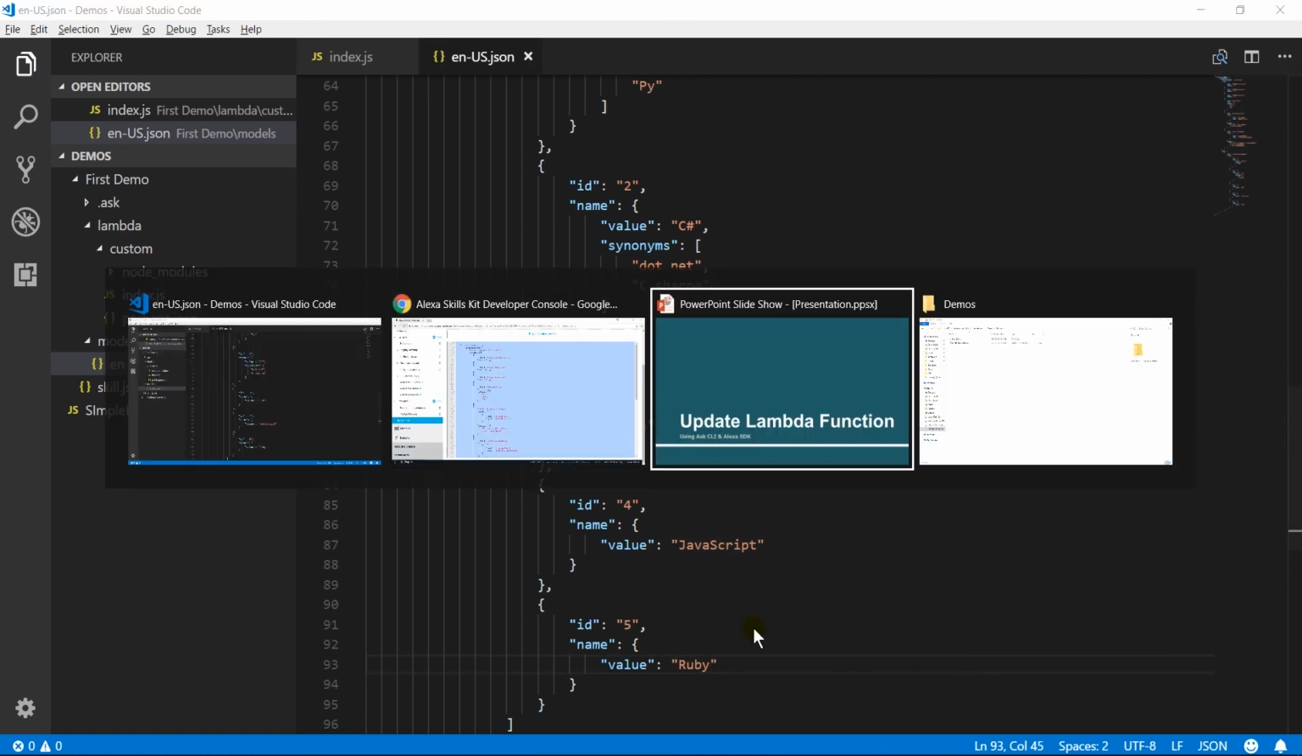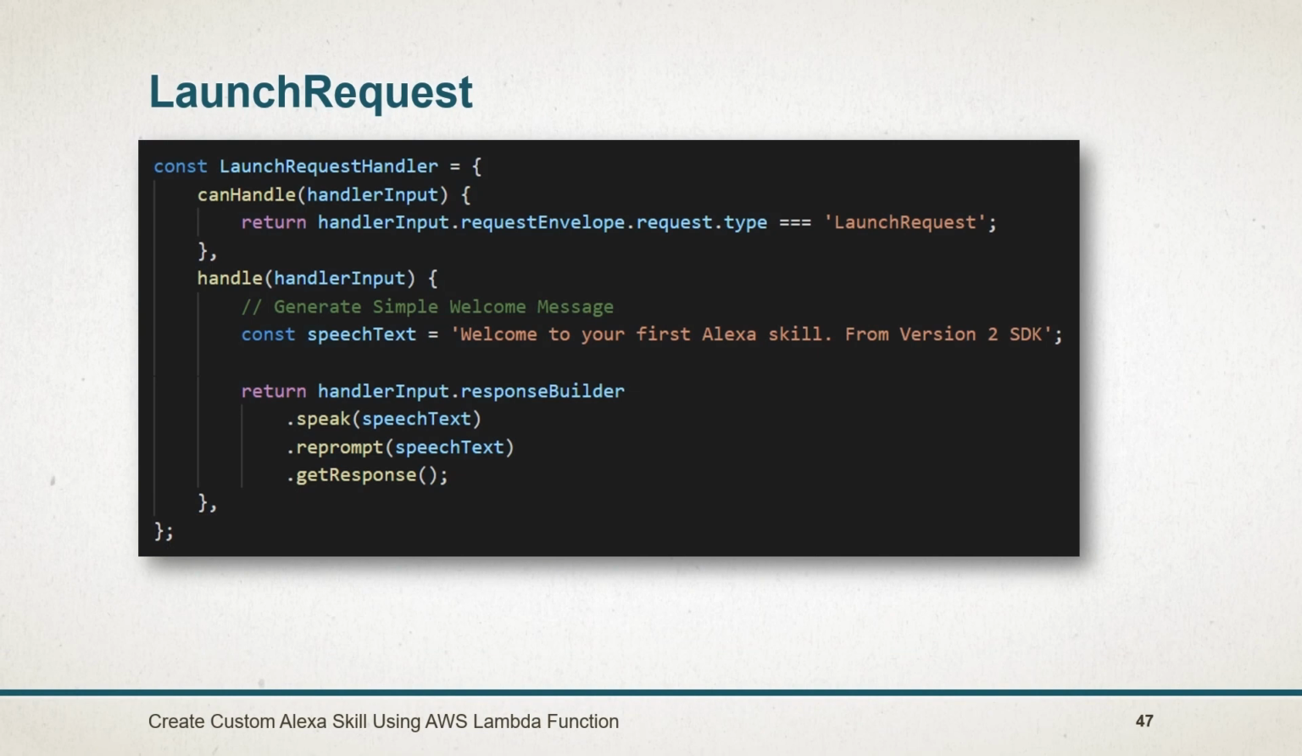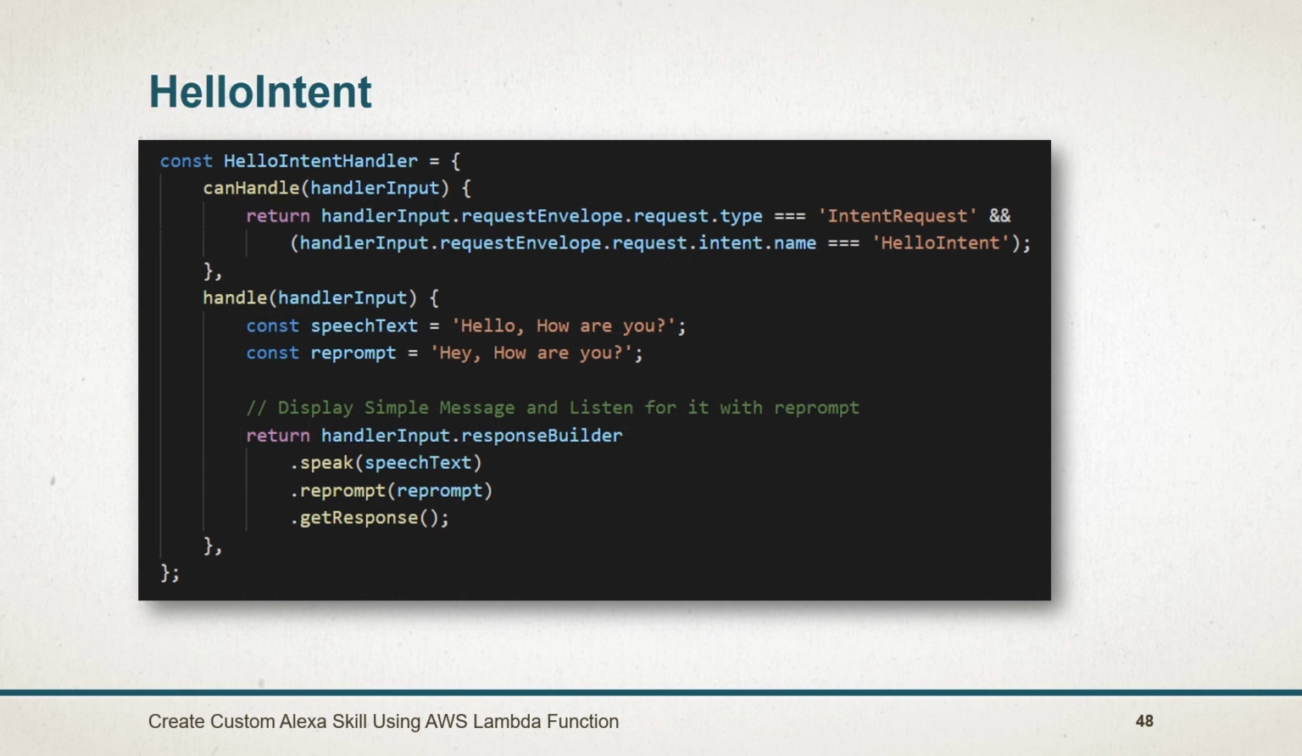Let us see what we have learned in this session. We have learned how to use the canHandle and handle methods for creating our own handler. Here is the launch request handler, in which we have simply used the speak and reprompt methods. Here is the hello intent handler, in which we checked for request type and intent name in the canHandle method. In the handle method, again we used the speak and reprompt methods.